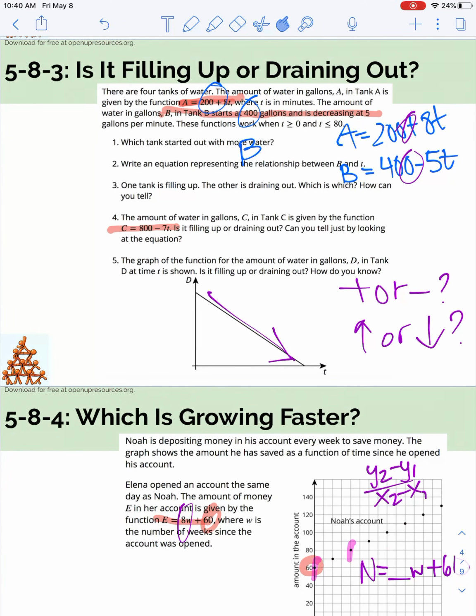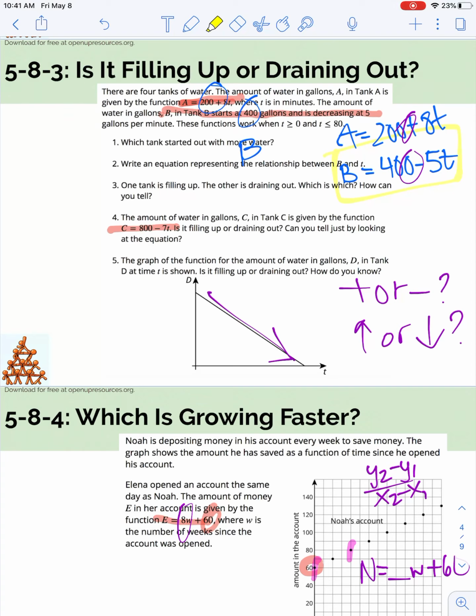Activity 3 was filling up and draining a fish tank or some sort of tank. Anyway, A says which started with more water. The answer was B, because if you look, 400 is bigger than 200, so you started with more. Simple. Number 2 said write an equation representing a relationship between B and T. You start with 400, so I wrote 400, and we're looking at this equation in yellow. And then we lose 5 gallons per hour, so minus 5 times the hour. That's why we wrote that equation.